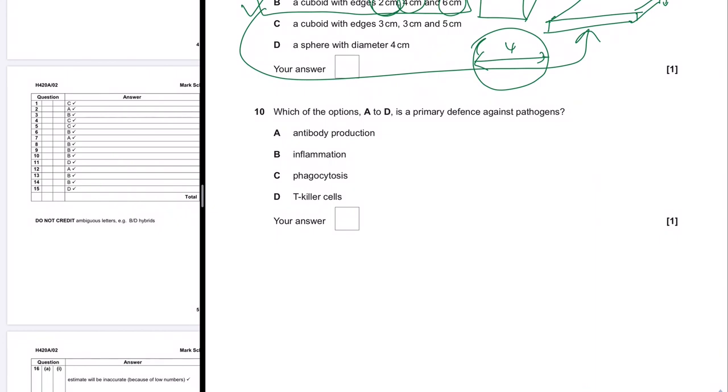10. Which of the options A to D is a primary defense against pathogens? So antibody production is not primary. Inflammation could be primary. Phagocytosis, you could argue, is primary. T killer cells, definitely not primary. If I remember correctly, phagocytosis is a cell-mediated defense mechanism, so that is not primary. It kind of happens secondary to an initial penetration, shall we say, of pathogens. Inflammation then is one of the first lines of defense. Therefore, I will go inflammation and not phagocytosis. Okay, moving on.